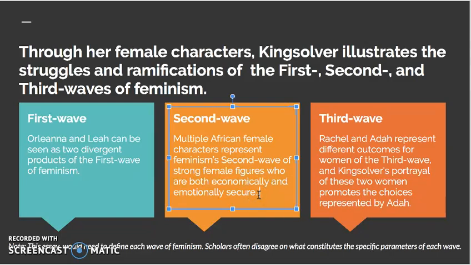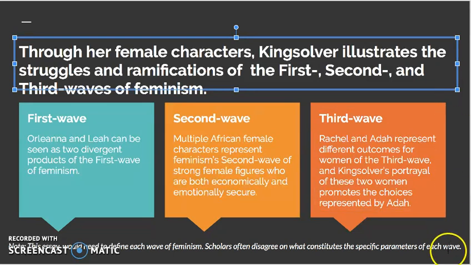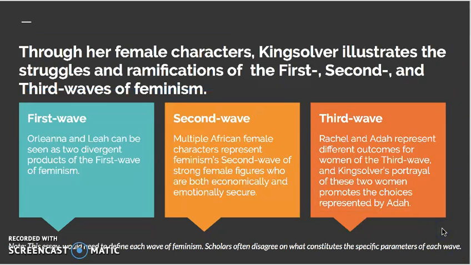See, a little error there. I have an extra period. Fix that. And then perhaps our last section would be headed with the mini thesis, Rachel and Ada represent different outcomes for women of the third wave, and Kingsolver's portrayal of these two women promotes the choices represented by Ada. So those could then be the different sections of the essay.